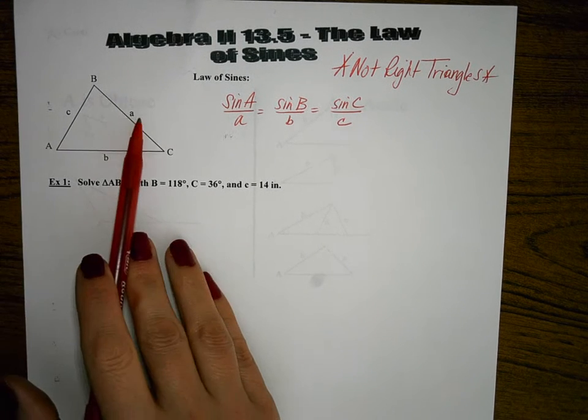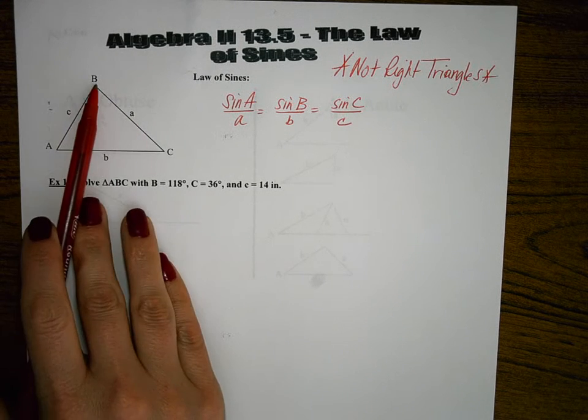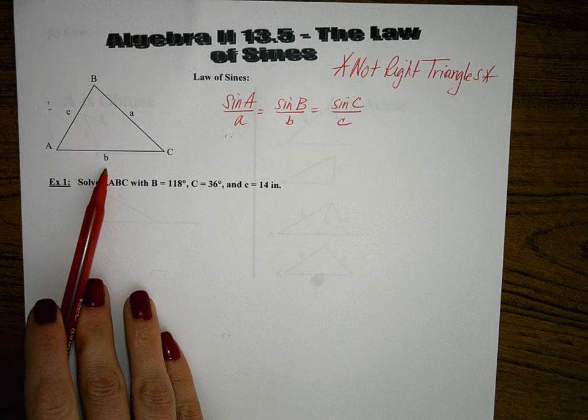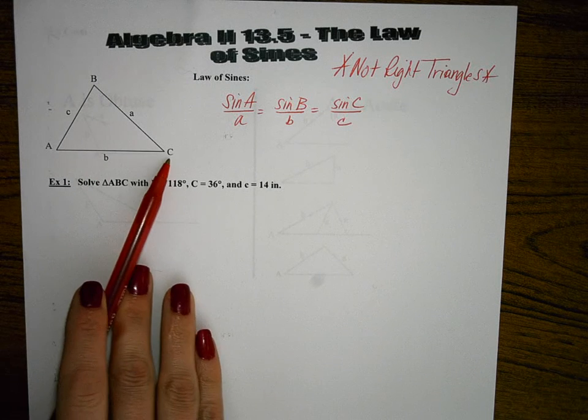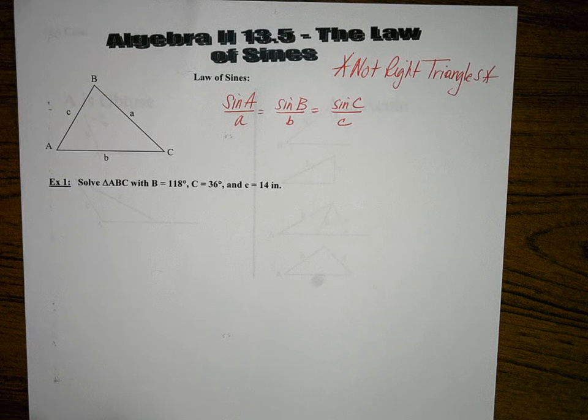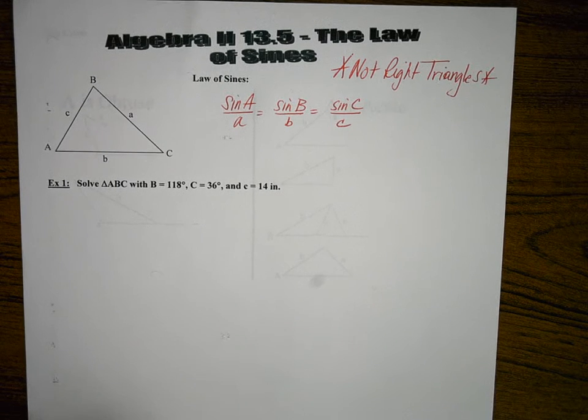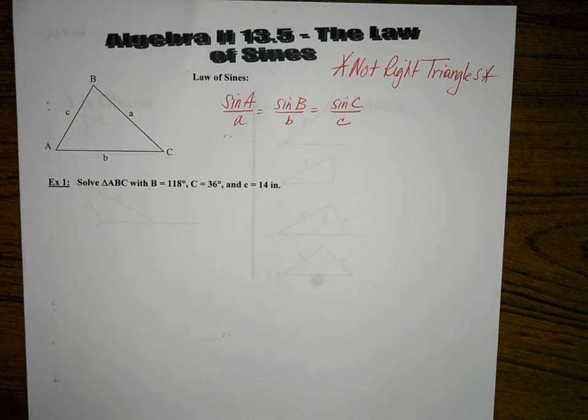The sine of angle A over little a is equal to the sine of angle B over the side opposite it, little b, is equal to the sine of angle C over the side opposite it, which is little c. Okay, so far so good? Bringing back fond memories, hopefully. Okay, so as we look at this, we're going to take a look at triangle ABC.